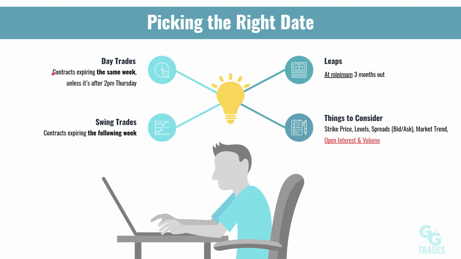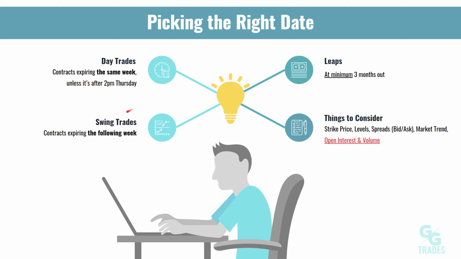However, something that I've personally noticed, and a couple of people at GG have noticed, when it comes to contracts and day trades, is that after 2 p.m. Thursday, assuming it's a full 5-day trading week, a lot of those contracts expiring the next day tend to take a theta burn. So for day trades, we highly recommend that you stick to contracts expiring the same week, unless it's after 2 p.m. Thursday. Then you can probably get a cheaper or better contract expiring the following week.